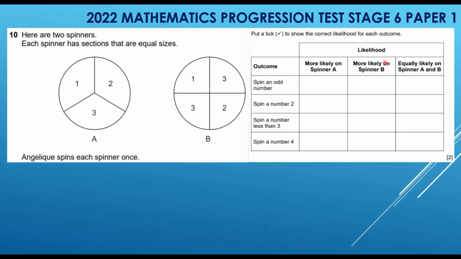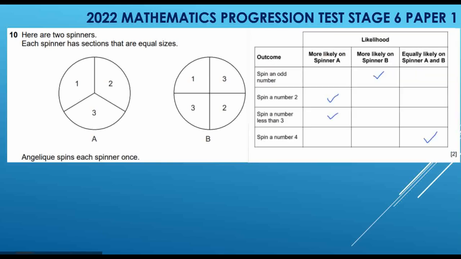Let's reveal the answer. So here, tick here and here. Spin an odd number, more likely on spinner B. Spin a number 2, more likely on spinner A. Spin a number less than 3, more likely on spinner A. Spin a number 4, equally likely on spinner A and B.